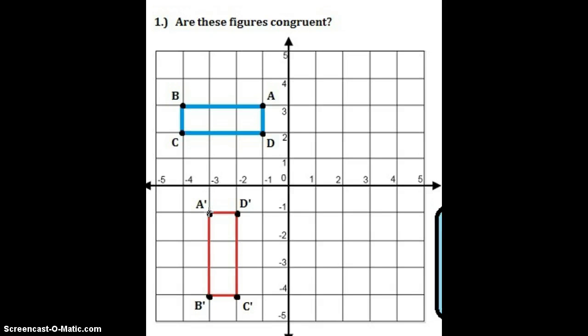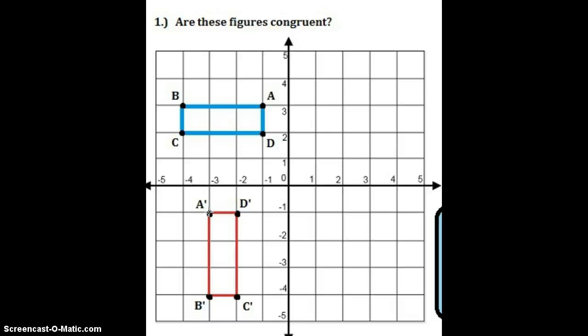Because it landed in the exact spot it should if we were performing a rotation, and a rotation doesn't change the size or the shape of the figure. It simply changes the direction it's facing and the quadrant or location. So because of that, this would be congruent.